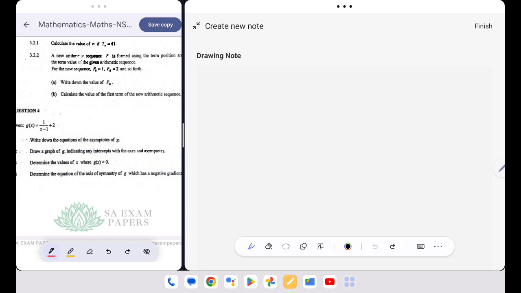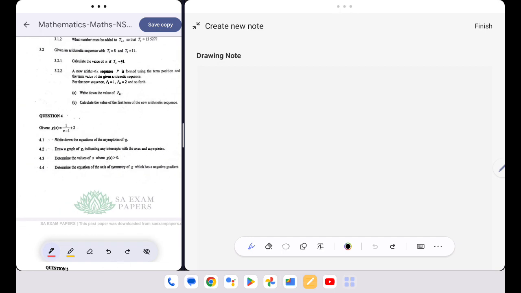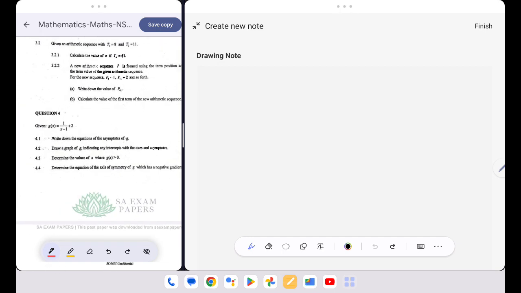We are still on the journey of doing the May-June Mathematics Paper 1 memorandum. Today I'm going to cover functions. So I'll focus on questions 4, 5 and 6. Okay, on the first question in question 4, here we're given g of x.